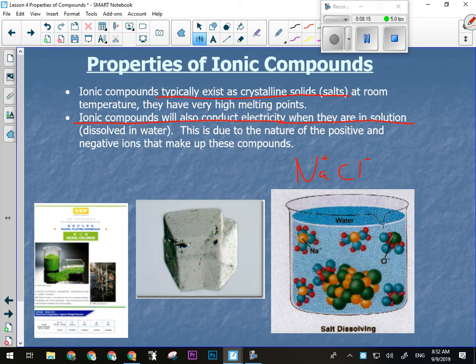So when you're running your tests in the lab on Thursday, one of your first tests will be a solubility test. And then, after that, you will check the conductivity of those solutions. If they conduct electricity, that compound is ionic, without exception. That is your one test that will always tell you, this one's ionic, this one's not.